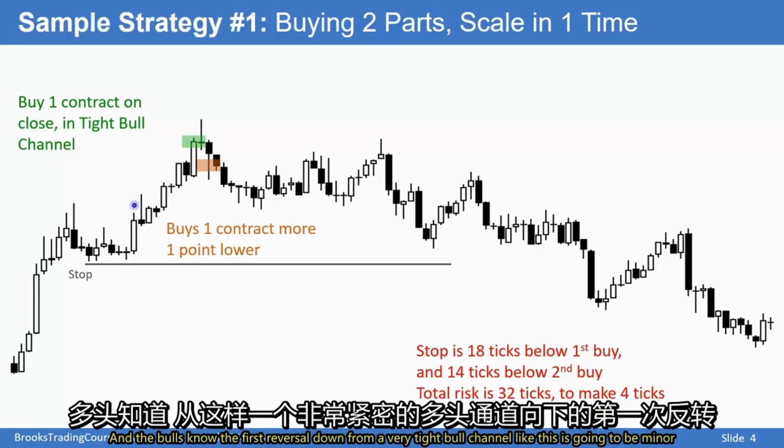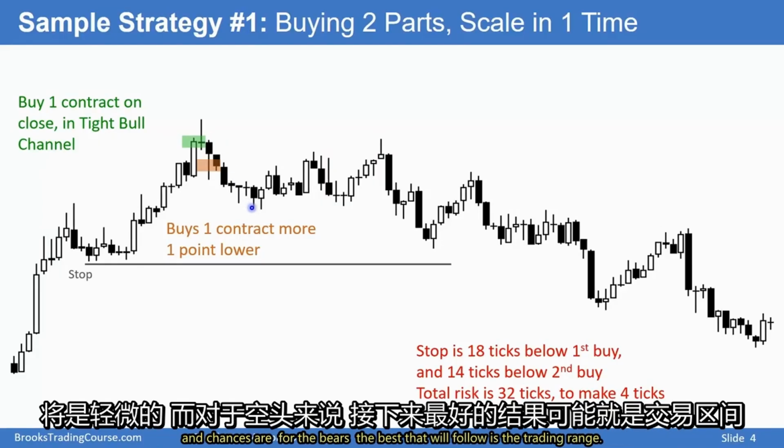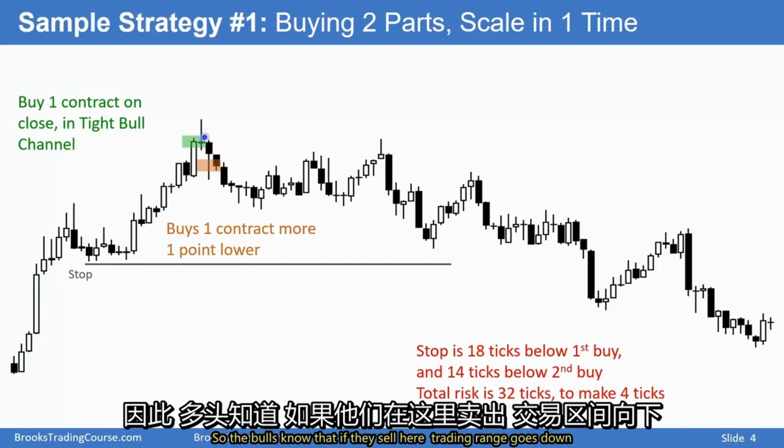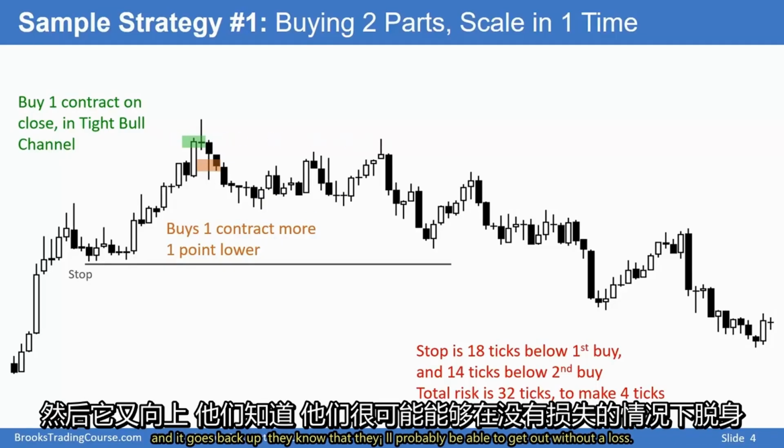And the bulls know the first reversal down from a very tight bull channel like this is going to be minor. And chances are, for the bears, the best that will follow is the trading range. So the bulls know that if they sell here, trading range goes down and it goes back up. They know that they'll probably be able to get out without a loss.